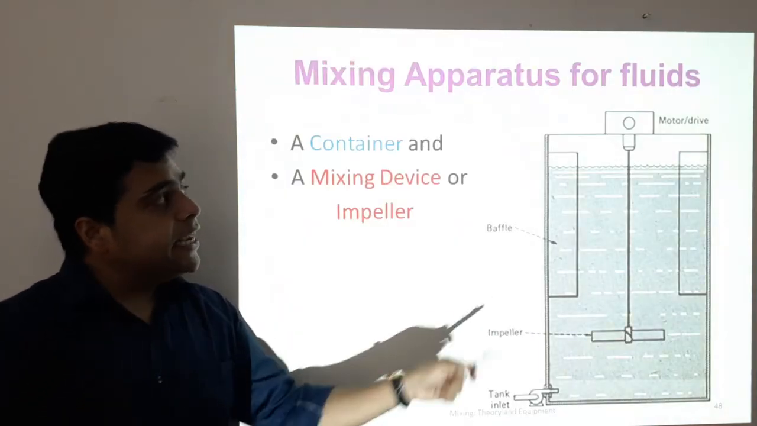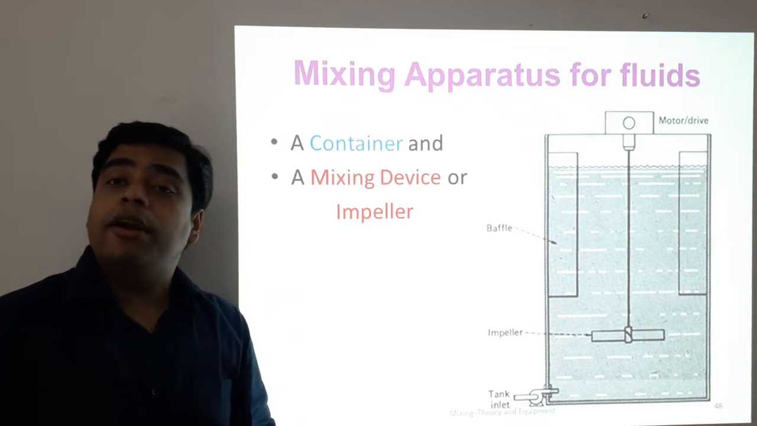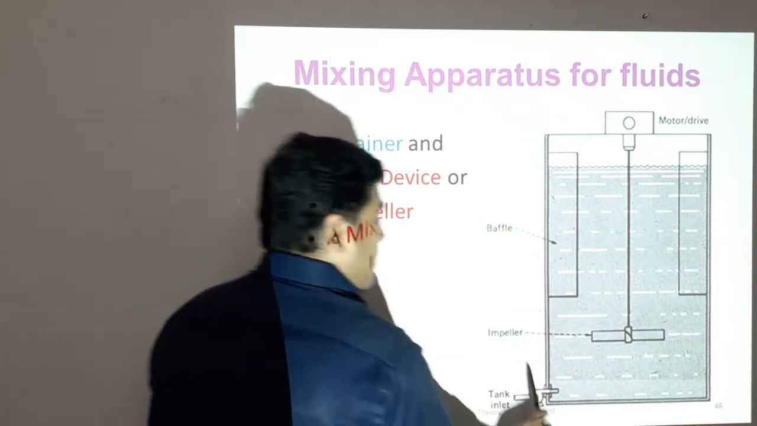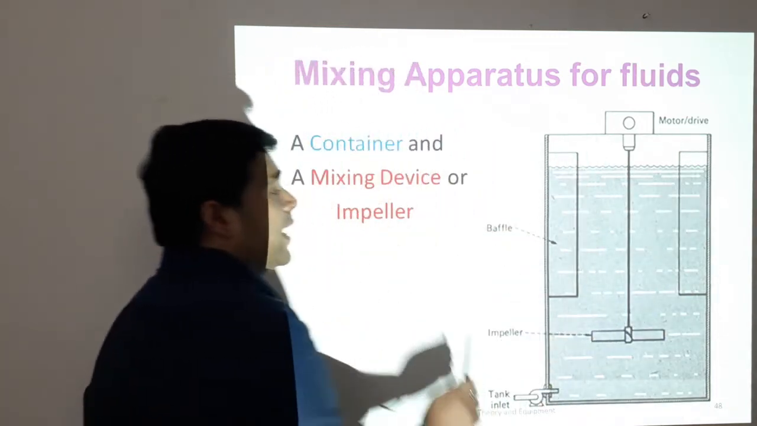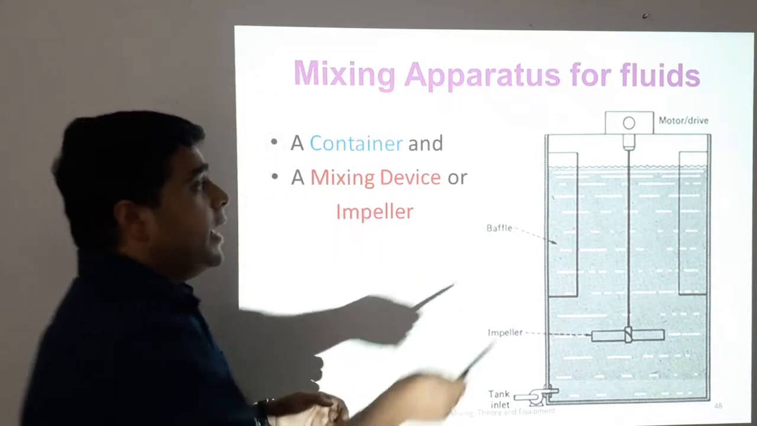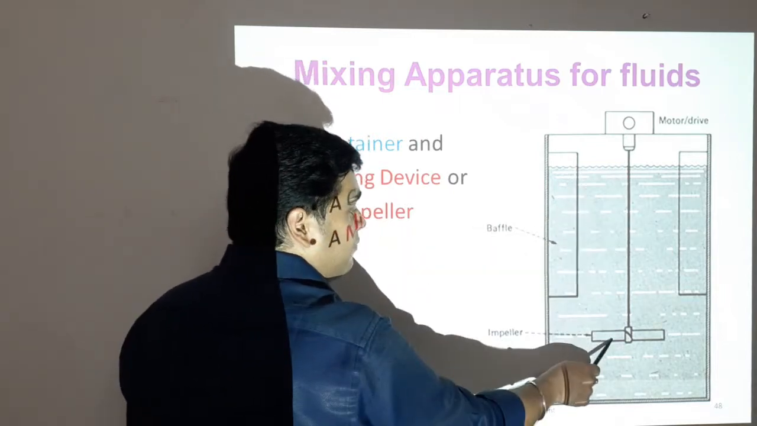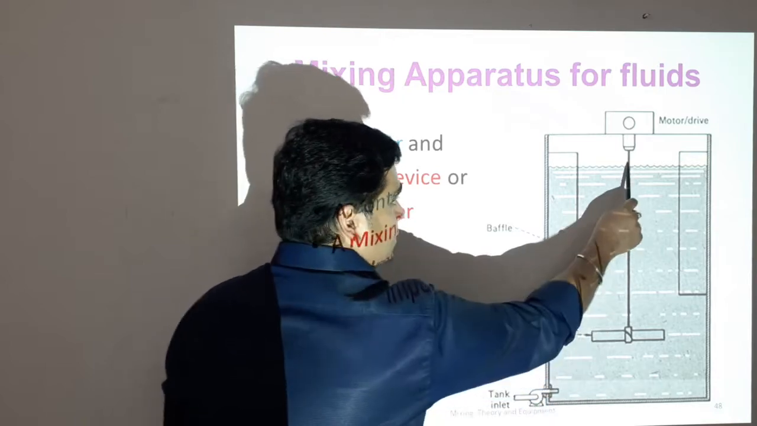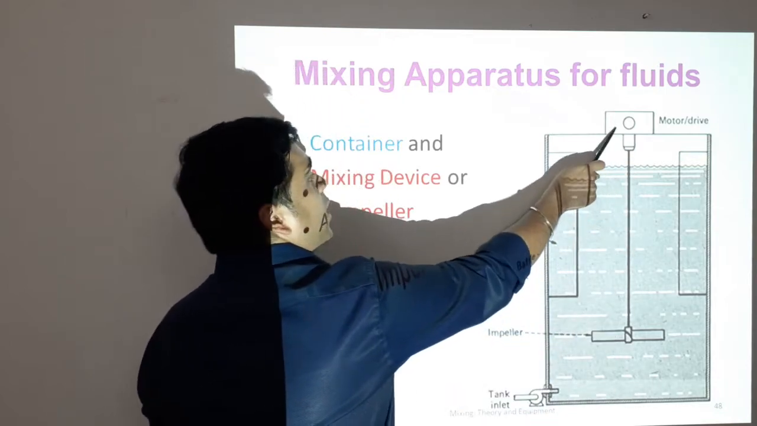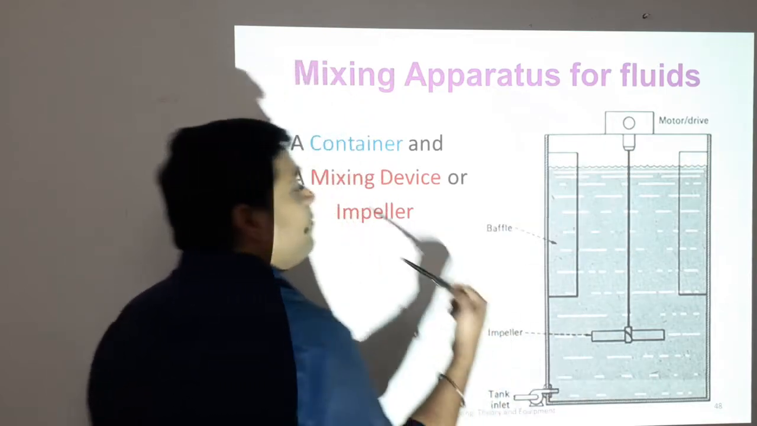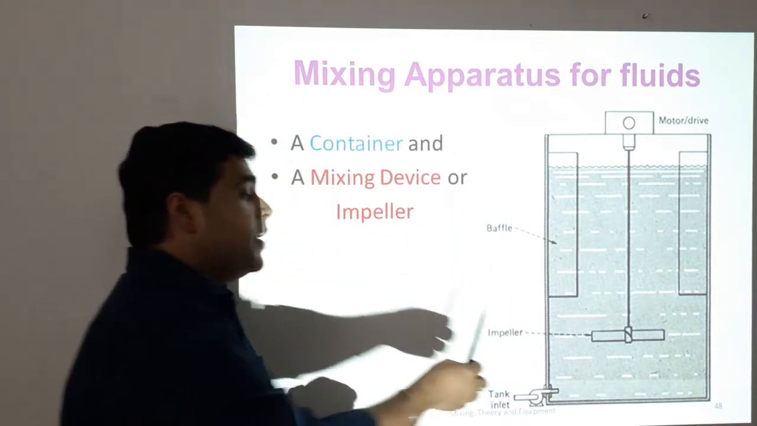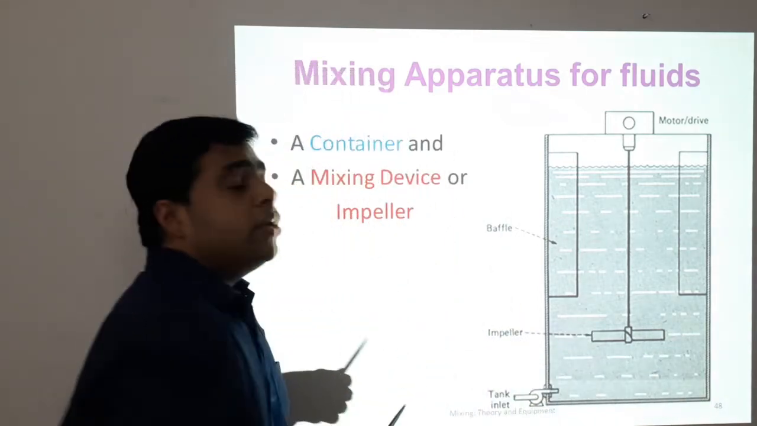So this is the basic apparatus for fluid mixing or liquid mixing, where we have a mixing tank which can be enclosed inside a proper system. There is an impeller shaft. Yes, this is the impeller and this is its shaft. And here is the motor drive or the motor connection. This impeller shaft can be rotated or moved according to the requirement.